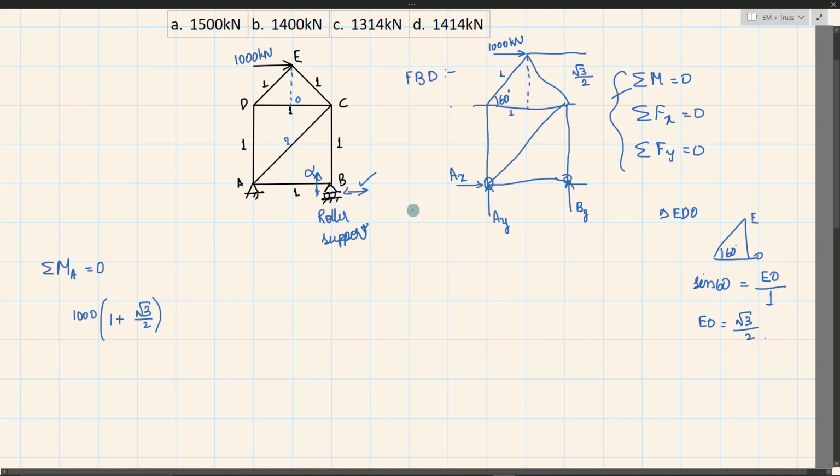Also, since these two forces are passing through the point A, the perpendicular distance will be 0. There is no use of considering these forces. The only other force left is FB. This tends to rotate the body in anti-clockwise direction, so I'll have a negative sign: minus BY into perpendicular distance 1 will be equal to 0. Alright, so upon simplifying, I'll have BY is equal to 1866.025 kilonewton.